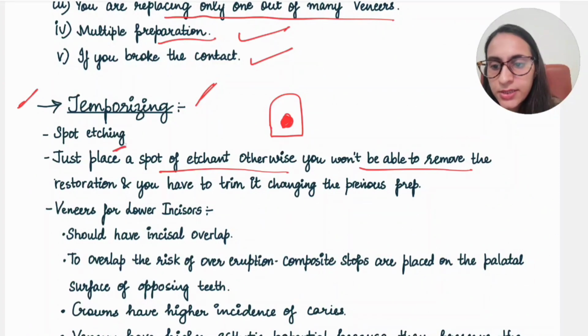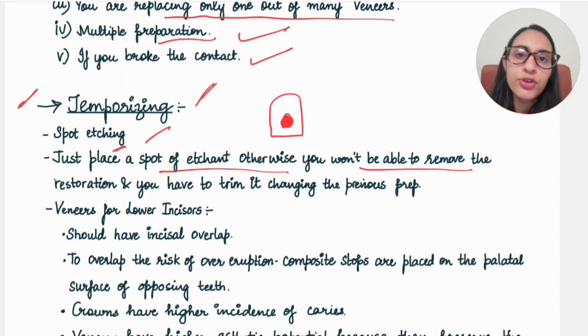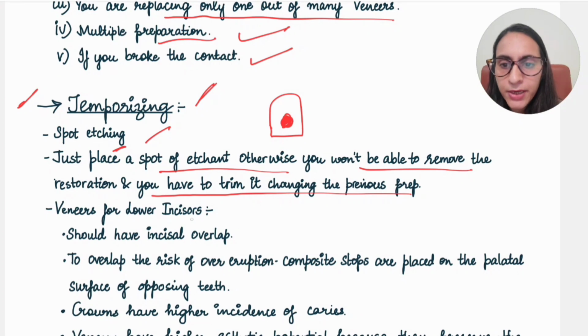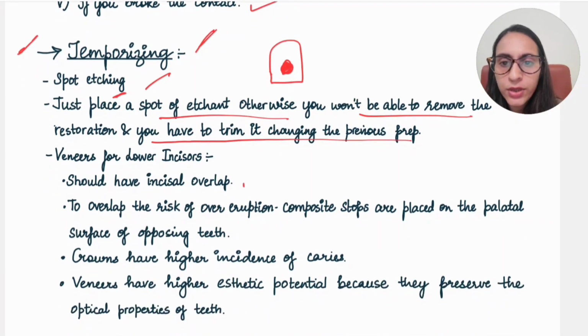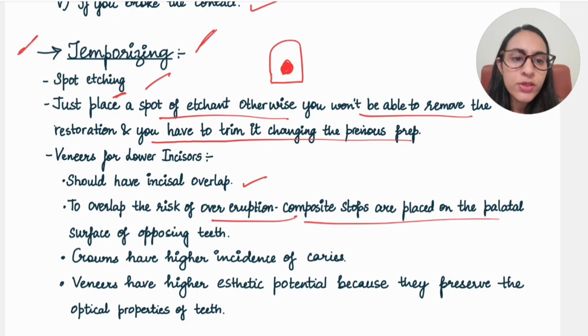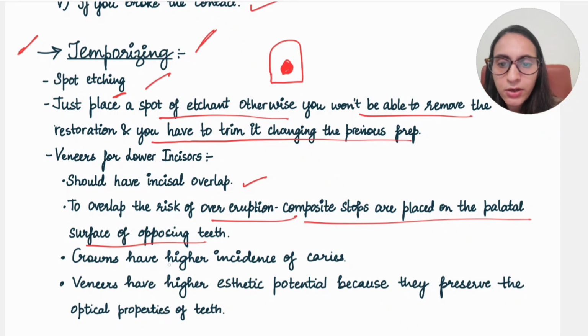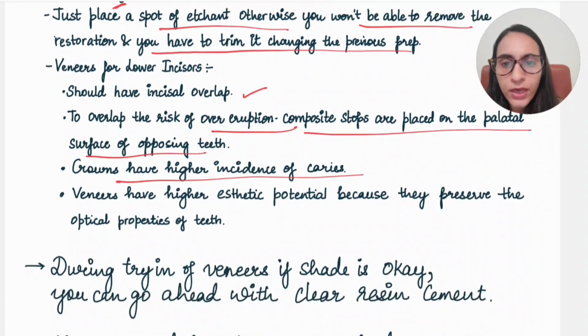The spot etching is done free hand, or you can use a vacuum tray or a silicone index for that. That means you can also use the putty index, but we do it free hand. And you have to trim it, changing the previous preparation. Veneers for the lower anterior should have the incisal overlap to overcome the risk of over eruption. The composite spots are placed on the palatal surface of the opposing teeth, so that we know this is the point where we have placed the crown, which has a higher incidence of caries.